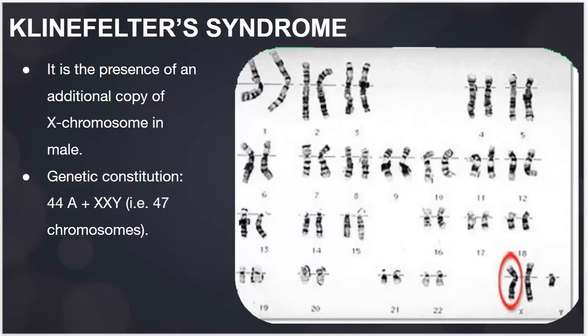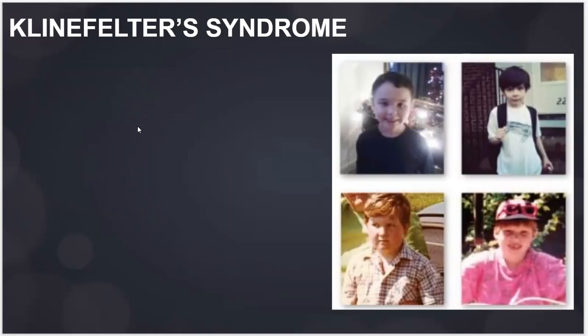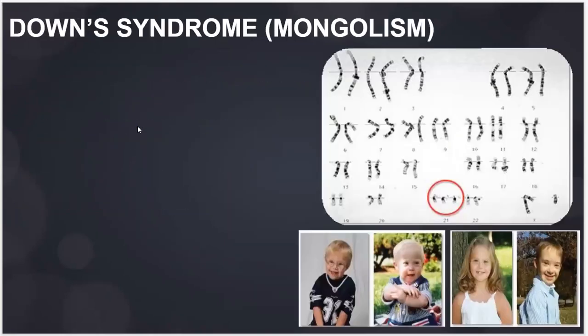That is 44A plus XXY, which results in 47 chromosomes. So an additional copy of X chromosome in males. And these are the symptoms that you need to know in general.